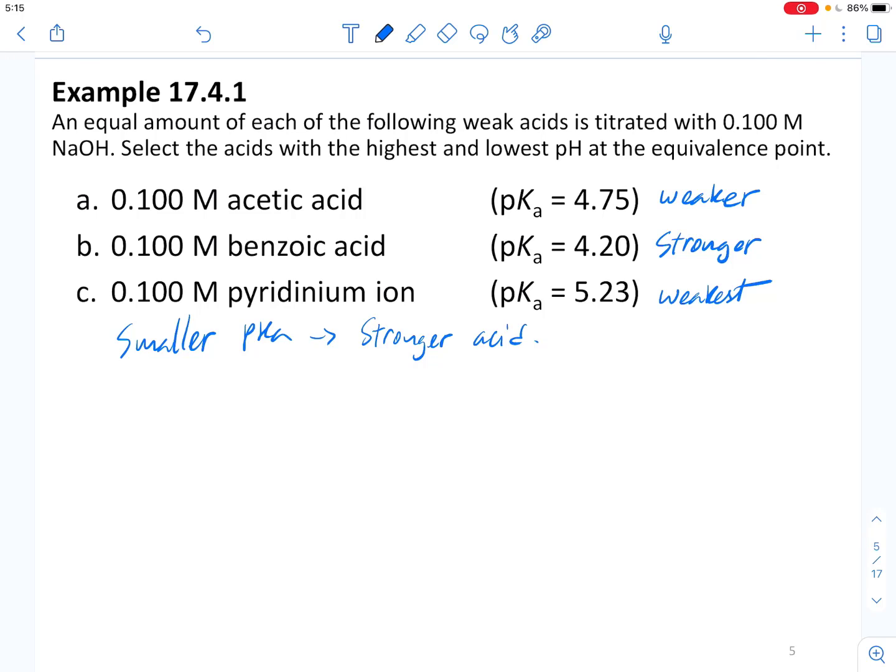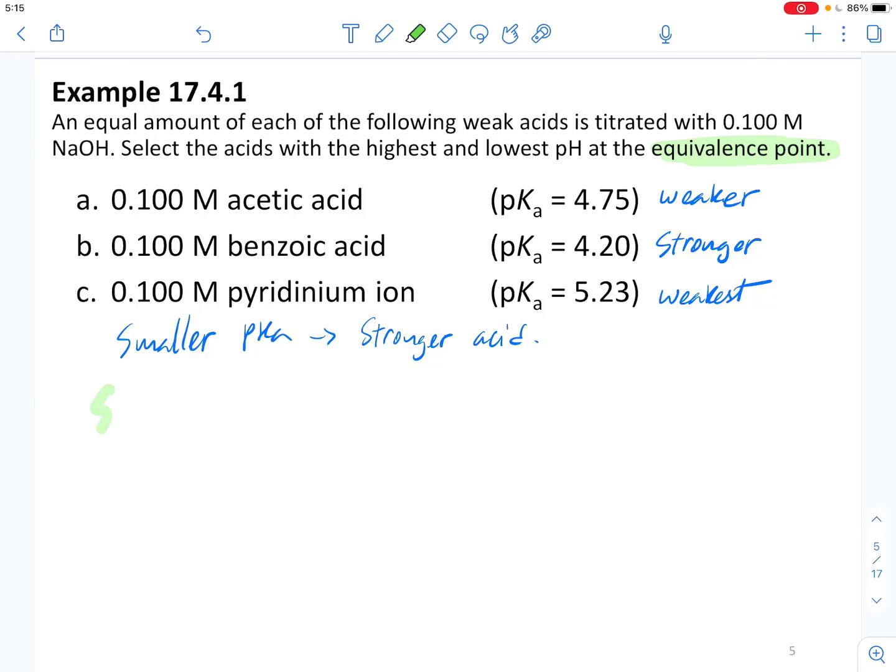All right, but we are looking at the equivalence point, and at the equivalence point it's not the acid that controls the pH, it's the conjugate base. So once we have the acids ranked from strongest to weakest, one of the things we need to do now is, based on that, determine which one is the strongest base.